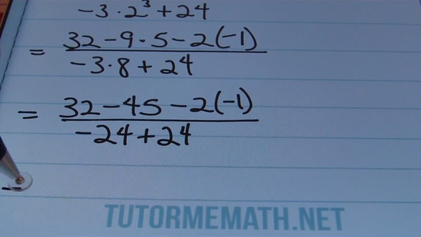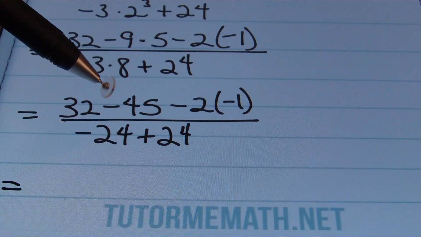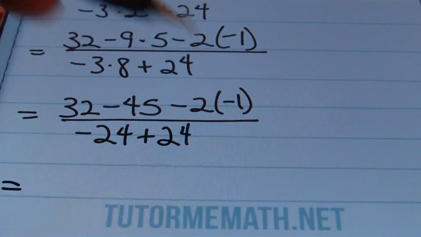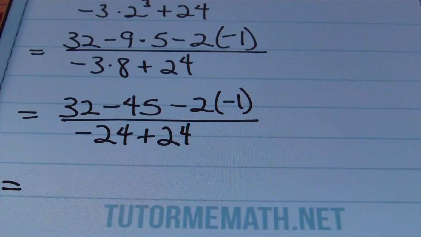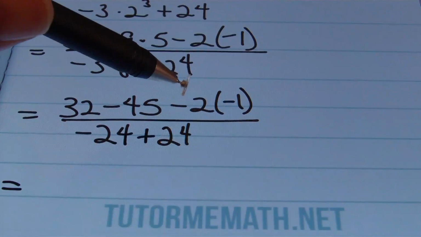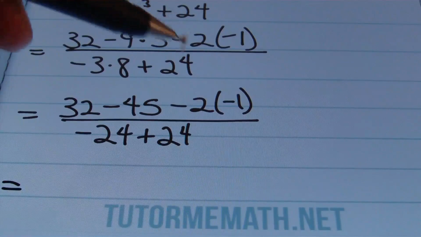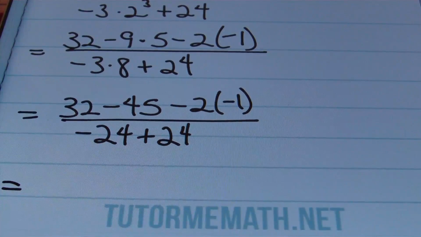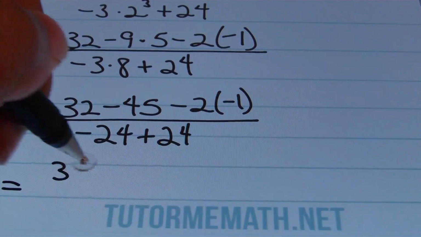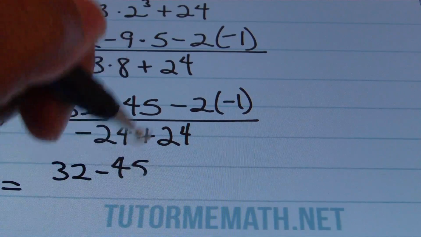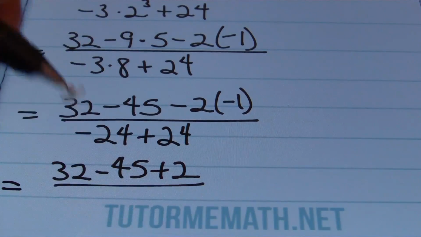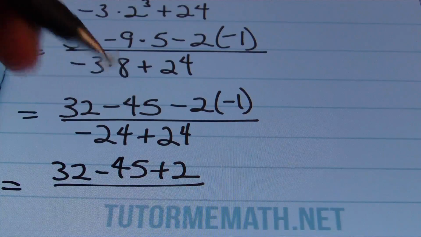All right, you guys hanging in there with me? Good. Stick with me. In the numerator, what's my next step? We have subtraction, we add multiplication. So what goes next? Exactly, we need to multiply. So we'll be multiplying negative 2 times negative 1. Remember that minus sign is a negative sign. So negative 2 times negative 1 gives me a positive 2. So here we have 32 minus 45 plus 2, all of that over negative 24 plus 24.